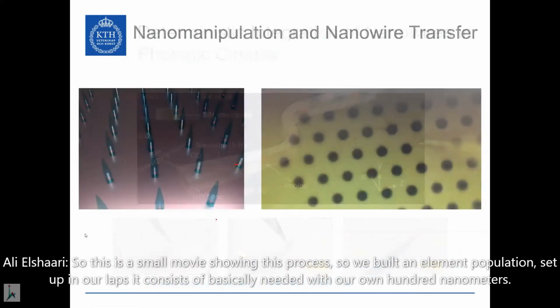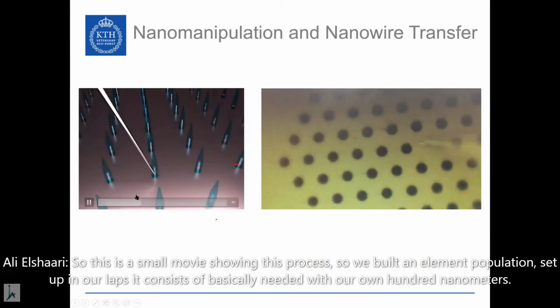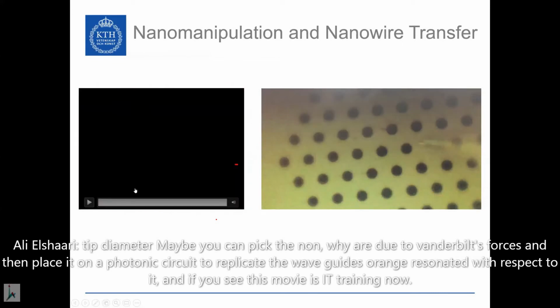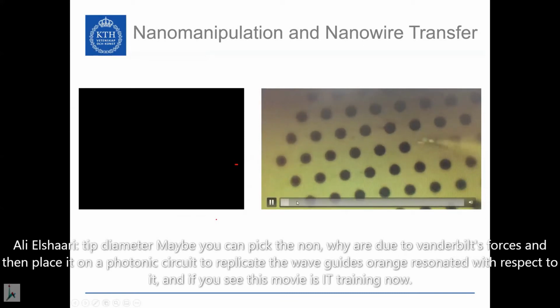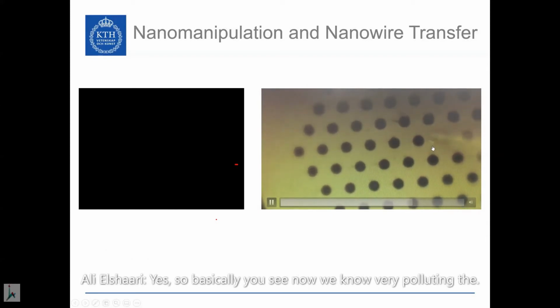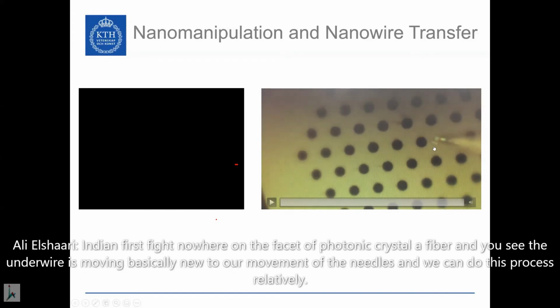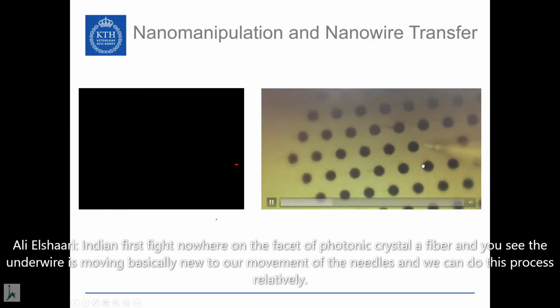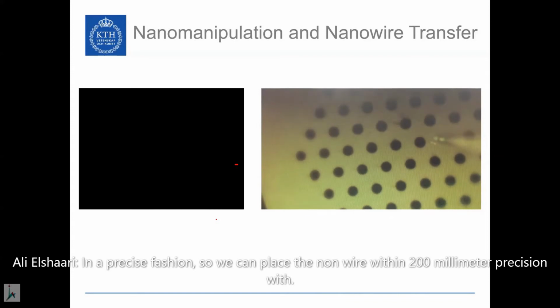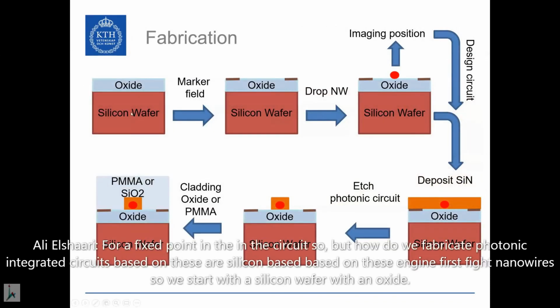This is a small movie showing this process. We built a nano manipulation setup in our lab. It consists of a needle with around 100 nanometer tip diameter, and you can pick the nanowire due to van der Waals forces and then place it on a photonic circuit, to fabricate the waveguides or ring resonators with respect to it. If you see this movie, basically we are nano manipulating the indium phosphide nanowire on the facet of a photonic crystal fiber, and you see the nanowire moving due to our movement of the needles. We can do this process in a relatively precise fashion, so we can place the nanowire within 200 nanometer precision for a fixed point in the circuit.